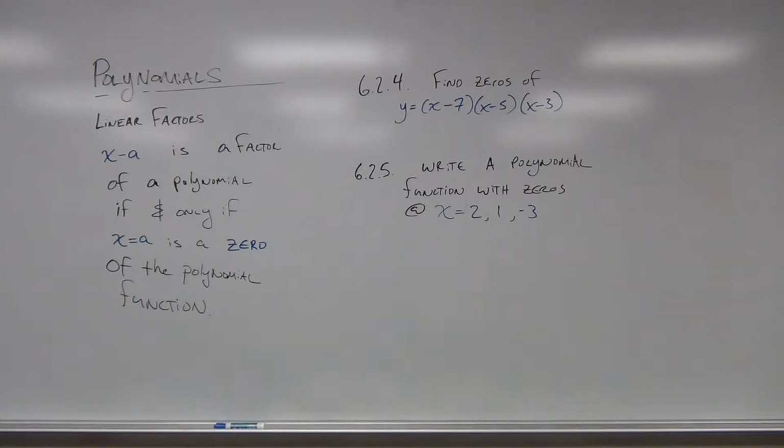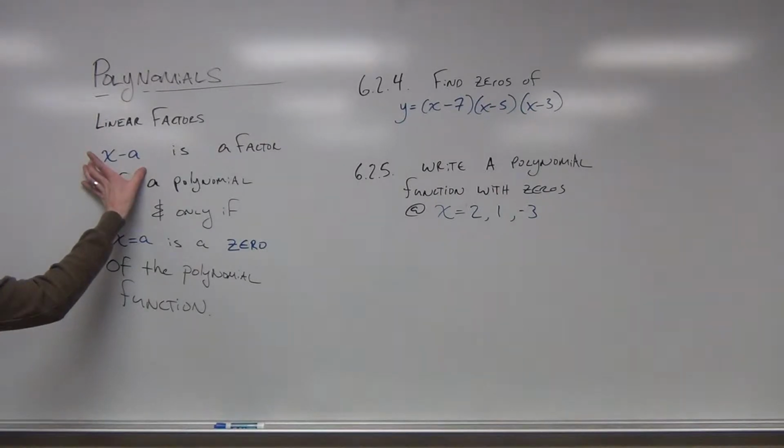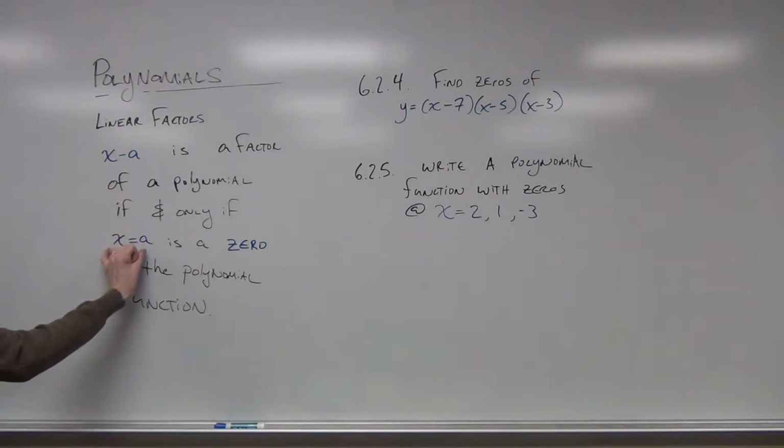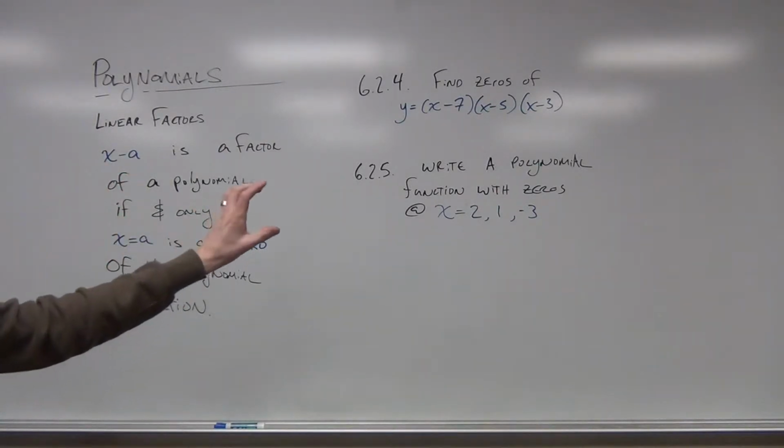So what we're going to do is we'll look at example 6.2.4 to kind of confirm this. We're going to look at the function y equals, or f of x equals, x minus 7 times x minus 5 times x minus 3. Now obviously this is in factored form. This is going to show us that this factor x minus a tells us where the zeros are, right? And we did this in the last chapter.